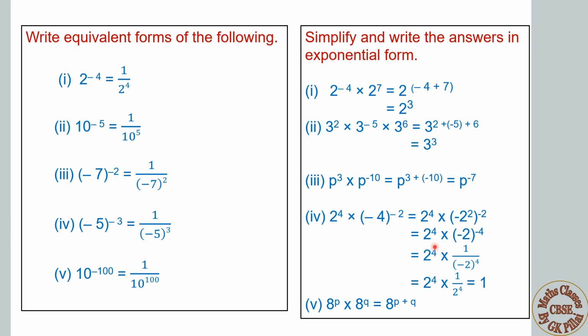Here it is going to be 2 to the power of 4 into minus 2 to the power of minus 4. This minus sign will not go now. Now let us write this one as 1 upon minus 2 to the power of 4. This minus sign is changing. At this stage you can write this one as 1 upon 2 to the power of 4, and these two get cancelled. So your ultimate answer will be 1.